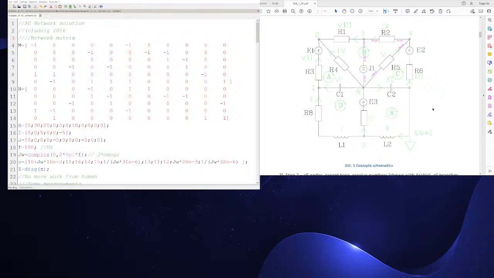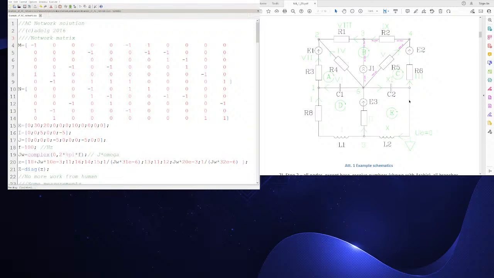Next step, I need to number nodes. Here will be node 1, node 2, node 3, and 4. Here it is 5 and here is 6. So I have assigned numbers to nodes as I want, and branches also receive numbers. For example, branch 1, branch 2, and this one is number 3.